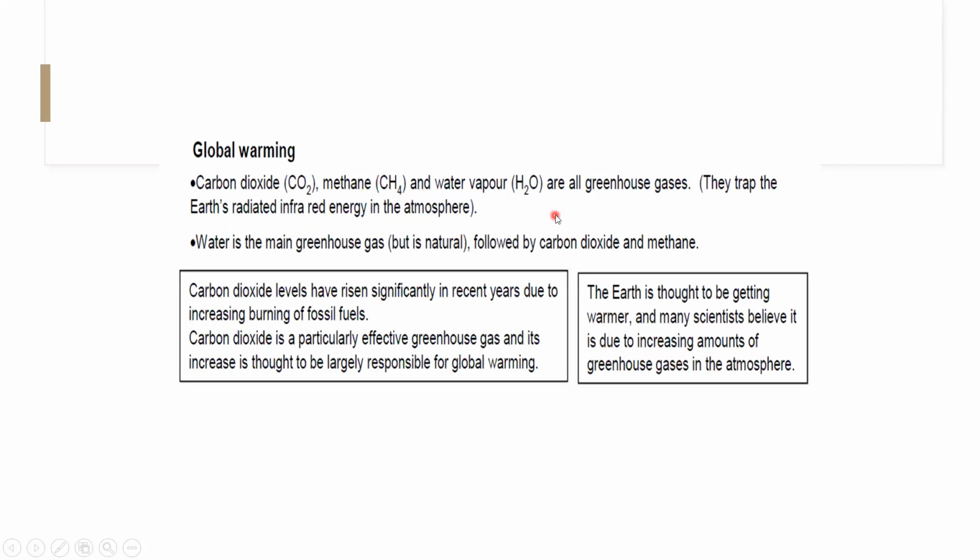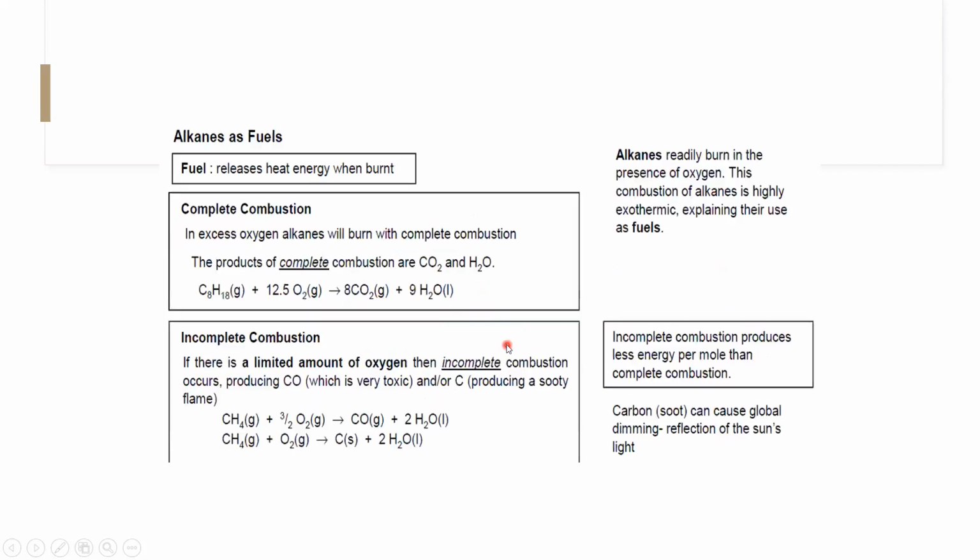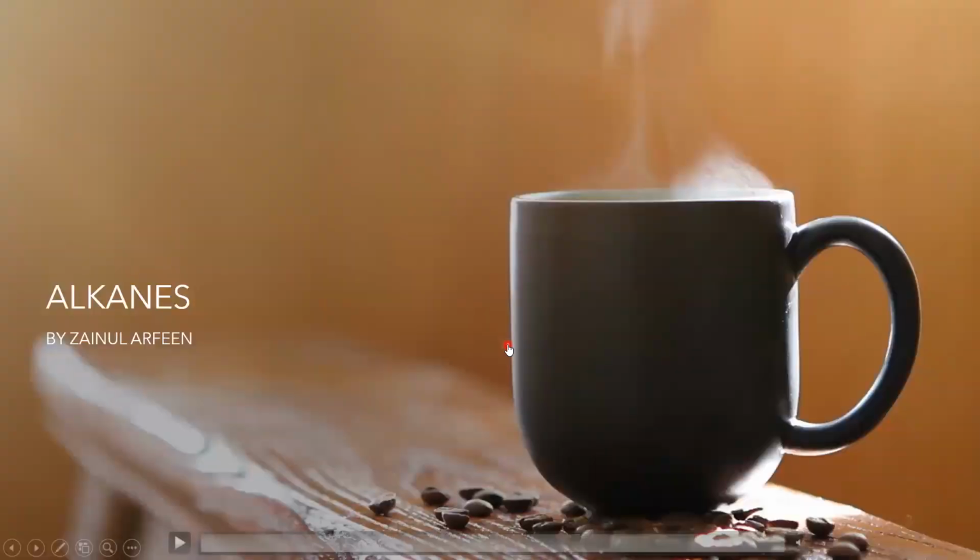So carbon dioxide, methane, and water vapor are all greenhouse gases. They can absorb infrared radiation, which leads to a rise in the average temperature of the earth. We will discuss global warming in the next session.